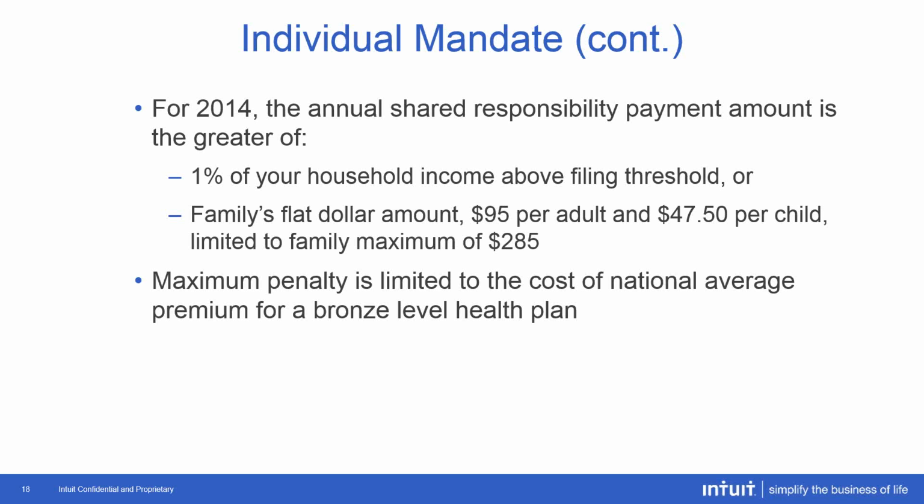And the other piece of good news is that this is all pretty well automated via a worksheet that the IRS produced, and then the software does a good job in automating these computations. So really all you have to do is collect information about whether the family members had coverage or not, and all these computations are done for you. The maximum penalty is limited to the cost of a national average premium for a bronze level health plan, and that's also built into the worksheet.